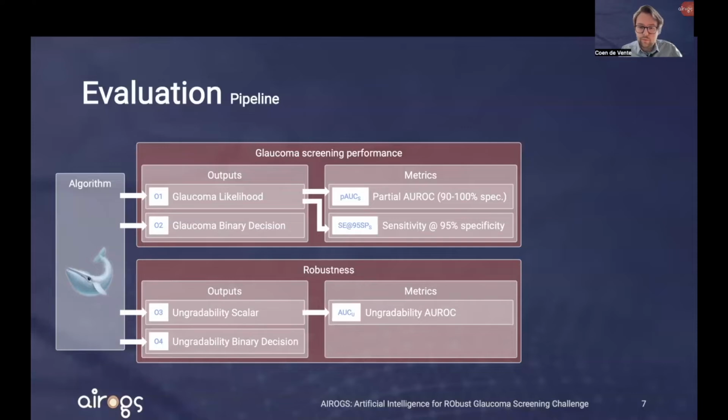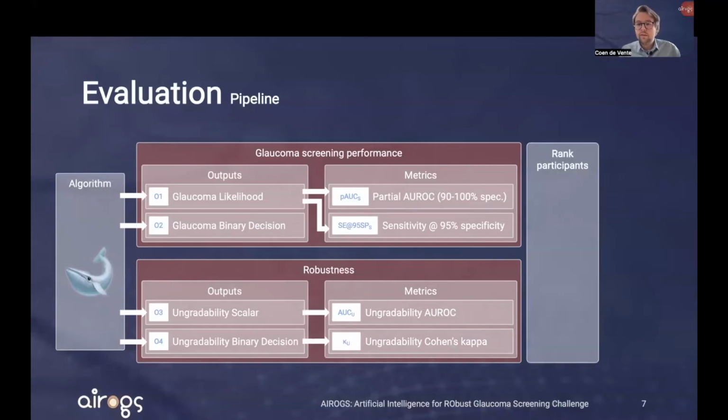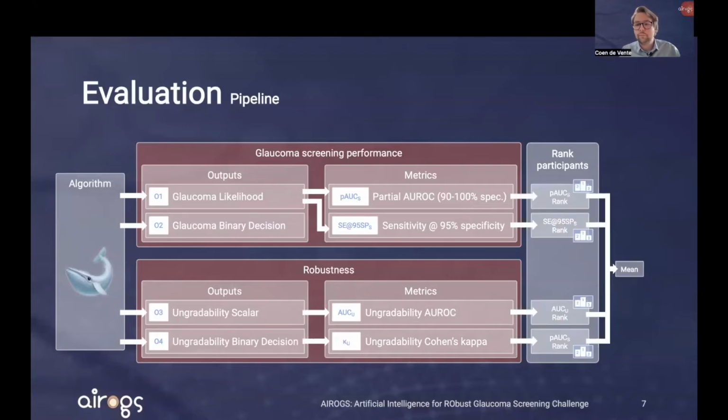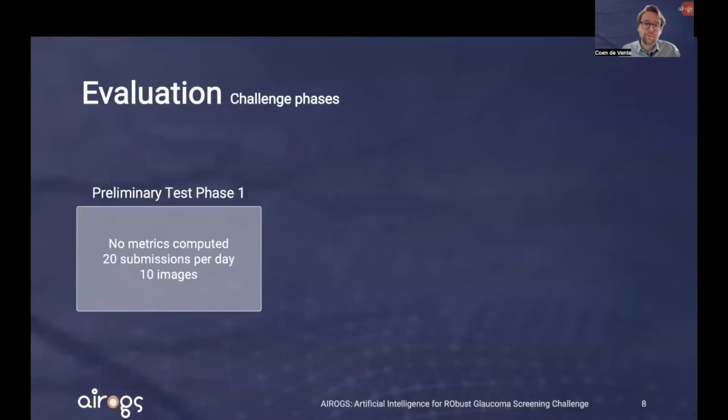And then for the robustness, we calculate the ungradability AUC to measure how well algorithms can distinguish gradable from ungradable images. And then from the binary ungradability decision, we calculate Cohen's kappa. Then we rank all of the participants based on these 4 metrics. And then we take the mean of these 4 individual ranks. And that's then the final score with which we determine the final winners.